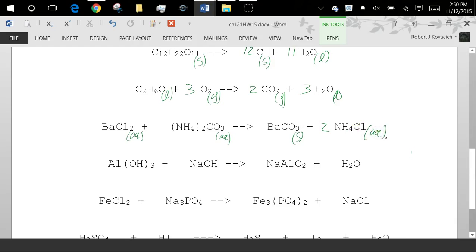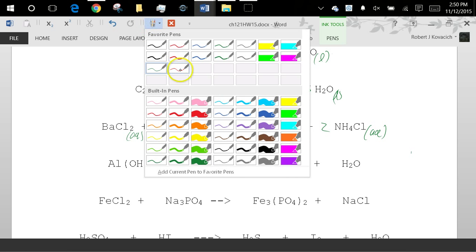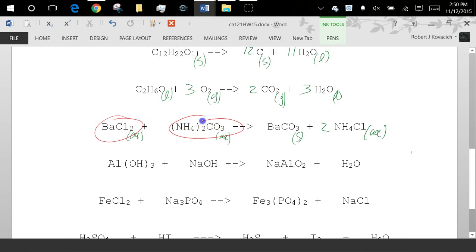Still aqueous. So what are the spectator ions in this reaction? The ammonium ion and the chloride ions didn't do anything. They were aqueous on both sides. Okay, so then what do I circle? All these guys, right? They're all ionic compounds.